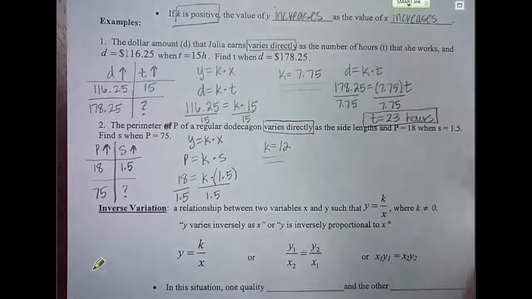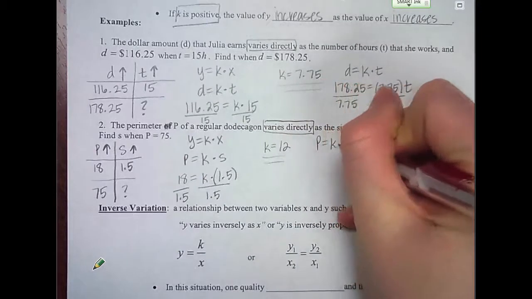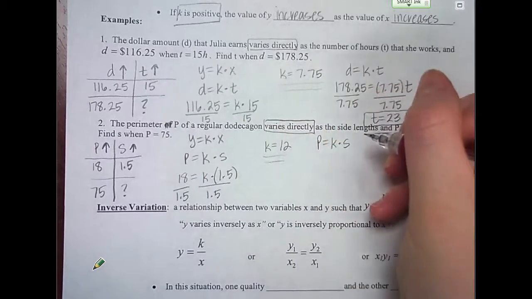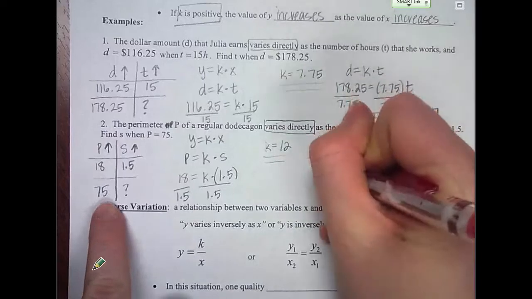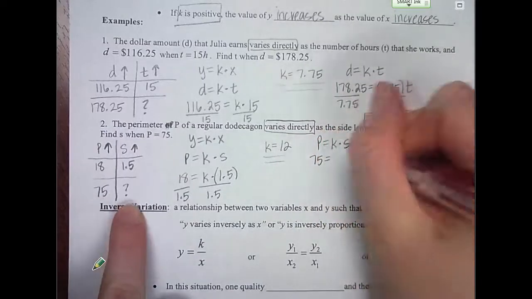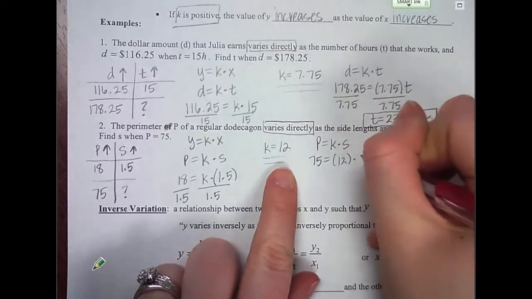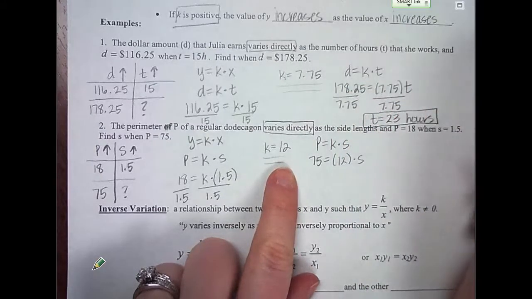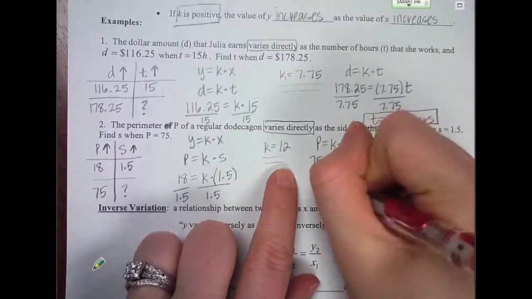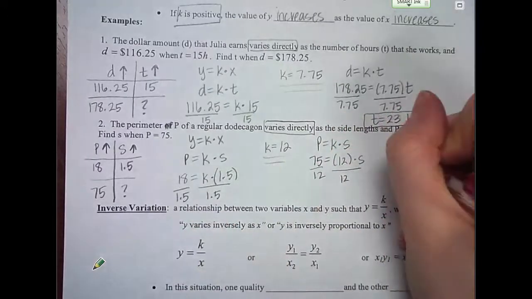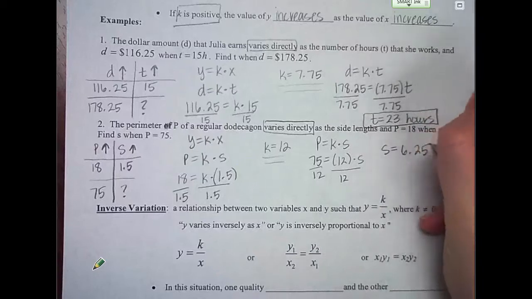So now that we know 12, we're going to do this same process we did here. So I have P equals k times S. So we want to plug in what we know. Well, now we know P is 75. We don't know S, but we just found what k is. So I'm going to put 12 in for k times S. And we're going to divide by 12. So S equals 6.25.